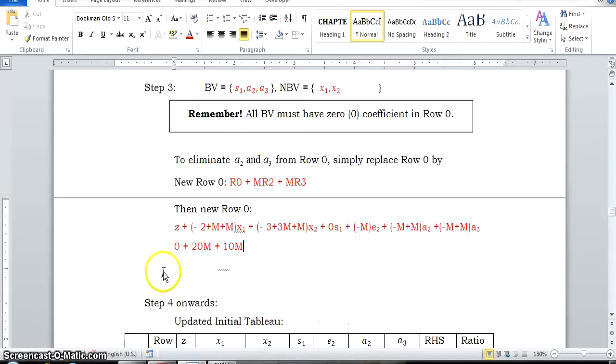We get Z plus (2M minus 2)x1 plus (4M minus 3)x2 minus ME2, and there is zero coefficient for A2 and A3, then equals 30M.